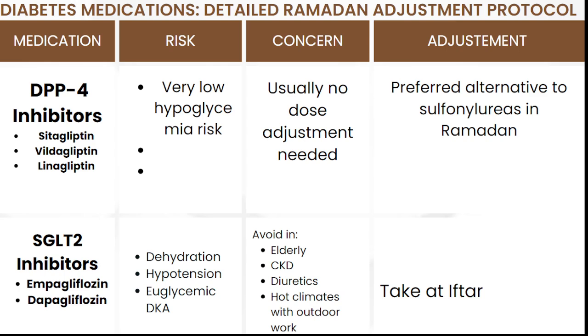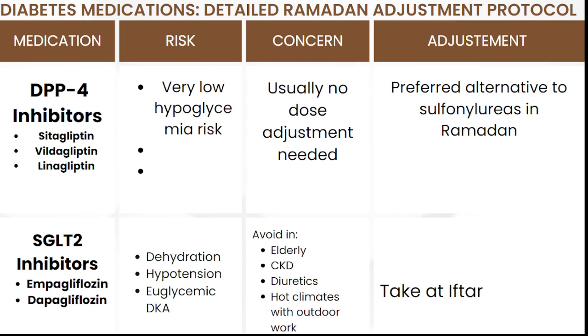Dipeptidyl peptidase 4 inhibitors, like sitagliptin, vildagliptin, linagliptin. This family has very low hypoglycemic risk, so if I can shift the patient from the sulfonylurea group to this group, according, of course, to his condition, because not all patients can be generalized. I can't generalize this for all diabetic patients, but it is a preferred alternative for me for sulfonylurea.